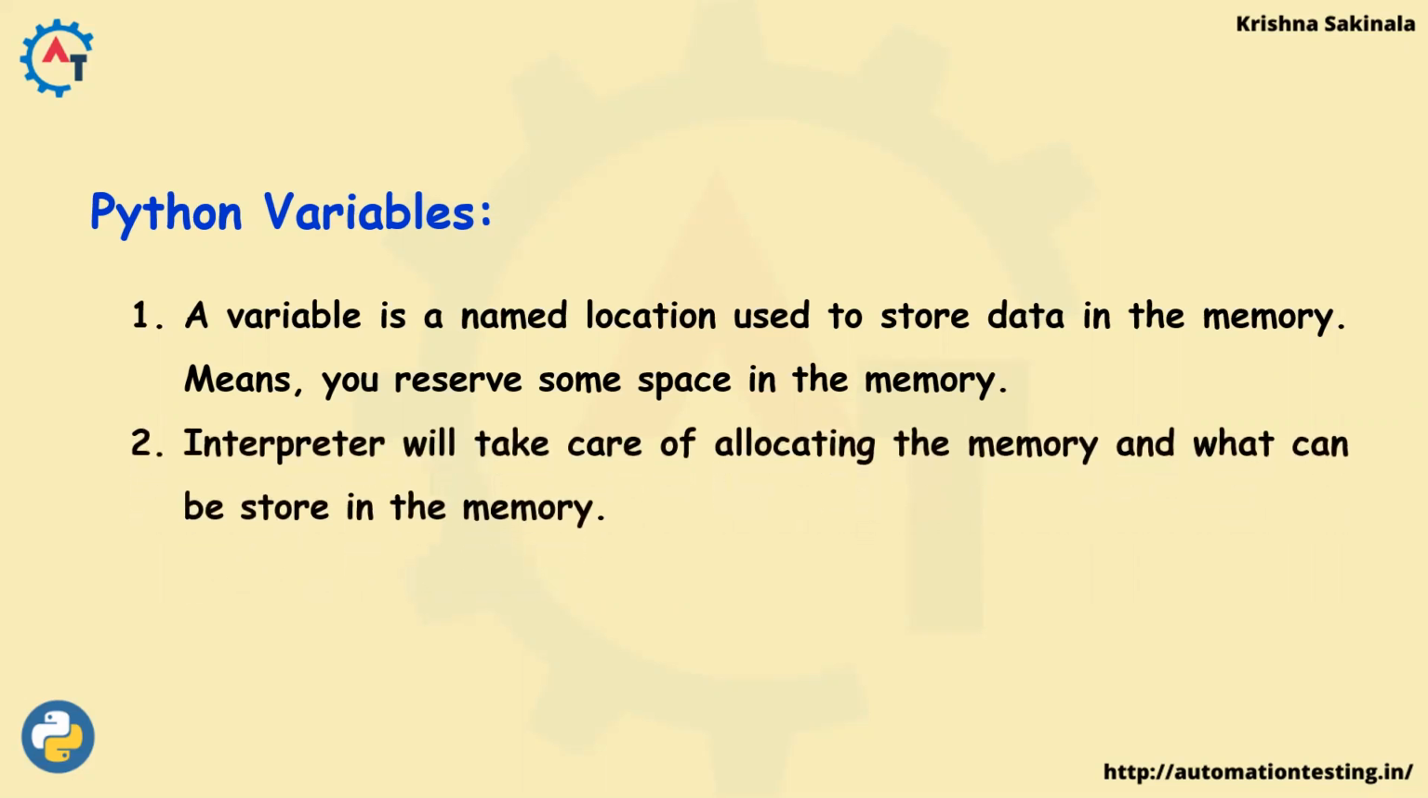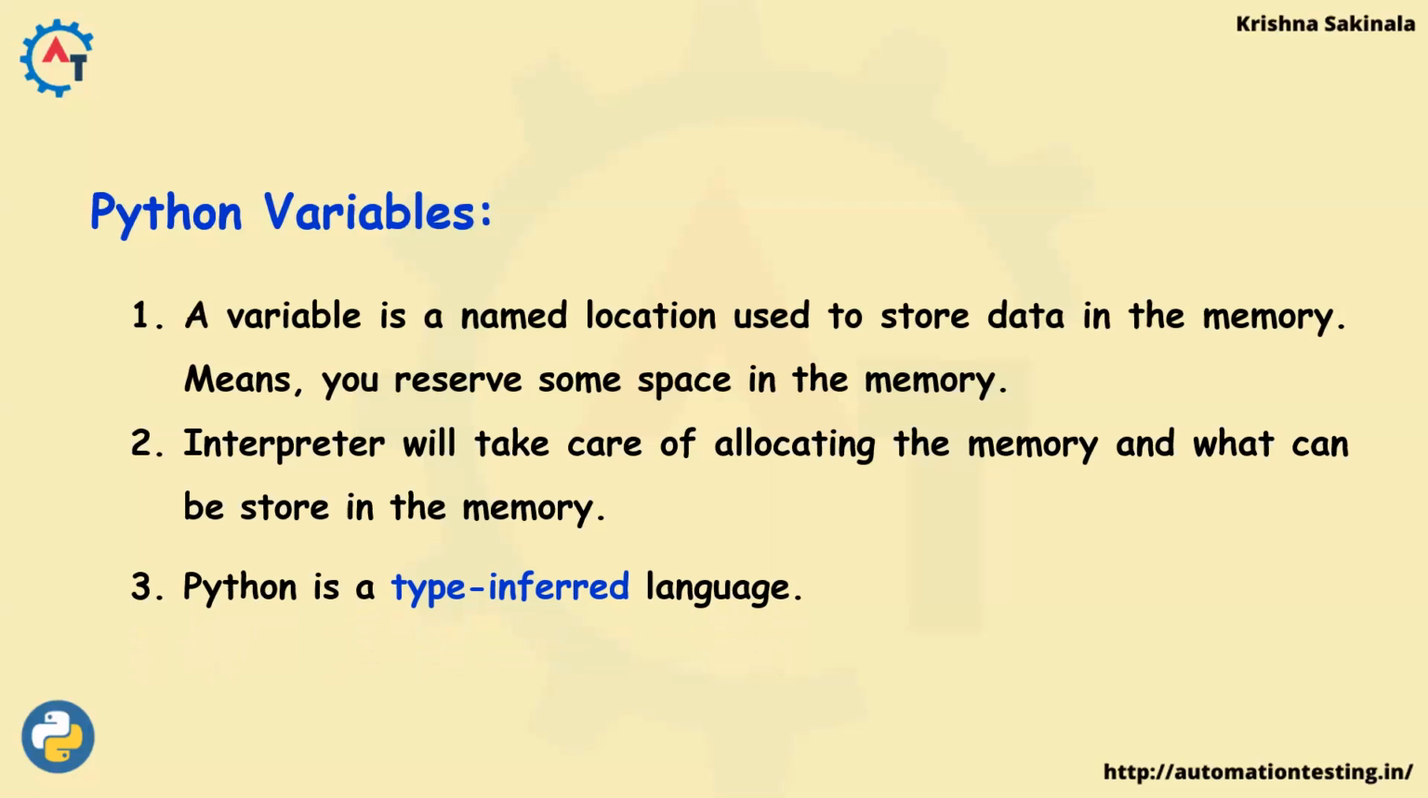The interpreter will take care of allocating the memory and what can be stored in the memory. It means the interpreter will take care of how much memory you need to allocate, and what kind of information you're storing there. Python is a type inferred language. Type inferred means automatic detection of type. Is it a string or boolean or integer? That can be automatically detected by Python.